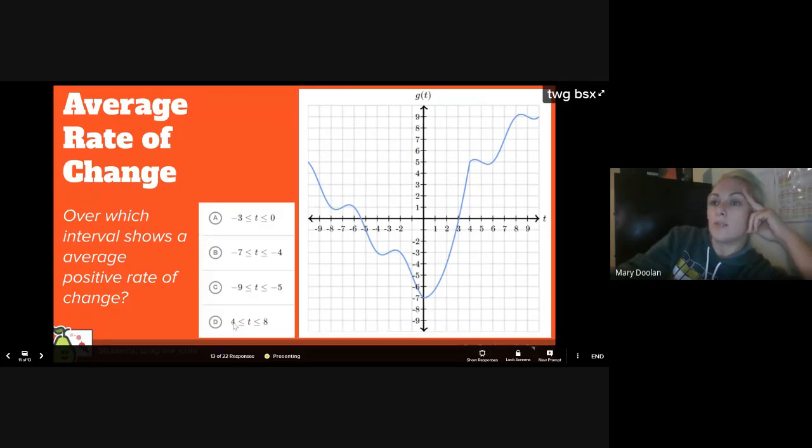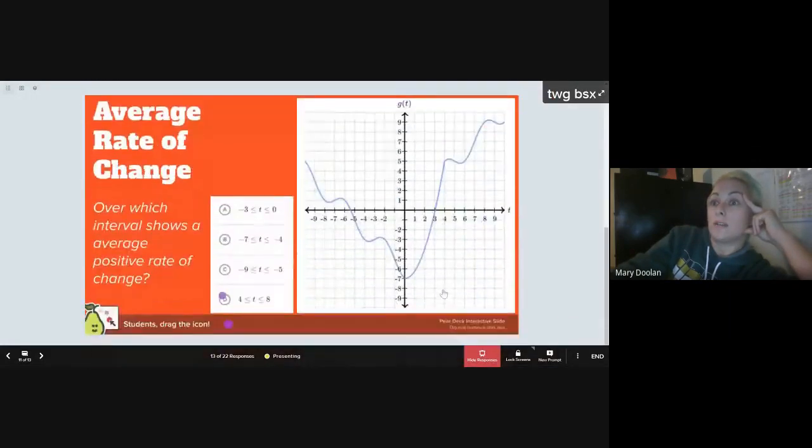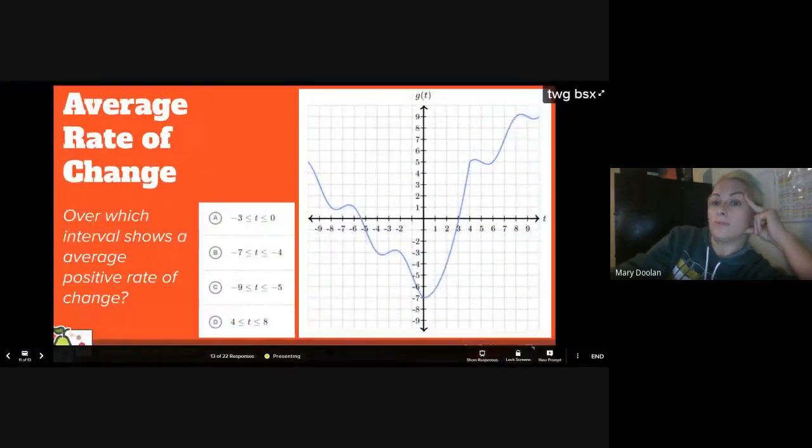That's our last choice. 4 is less than or equal to t is less than or equal to 8. 4 to 8. We're here. We're going down, but then we're going up, up, up, and we end up much higher than we started. So the average rate of change is positive here. So D is the correct answer. You should have D. And quite a few of you figured that out.